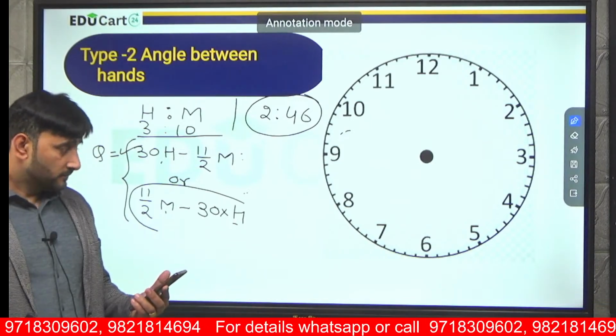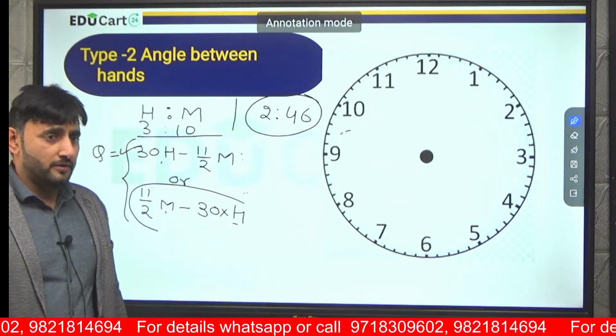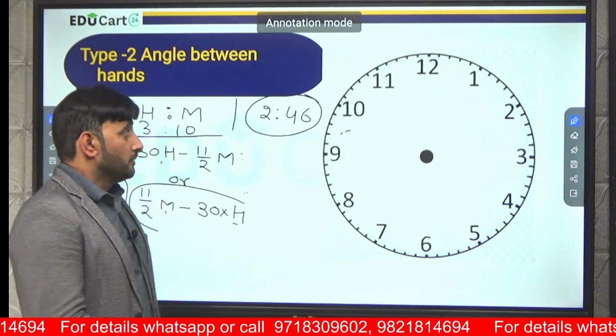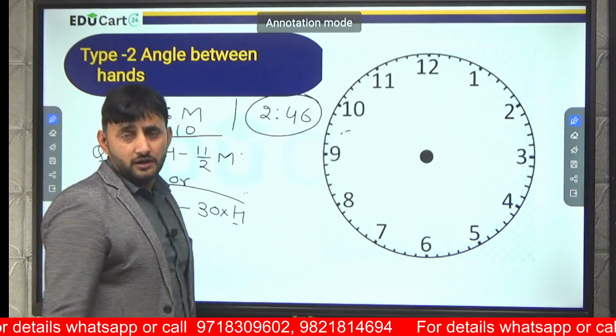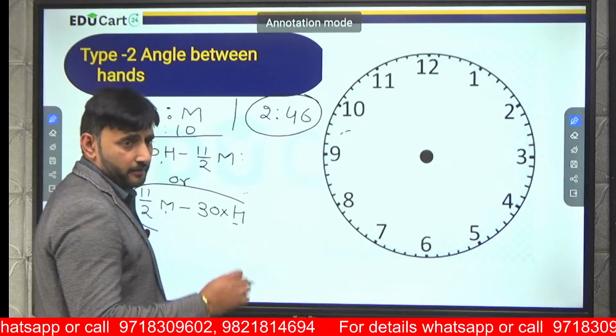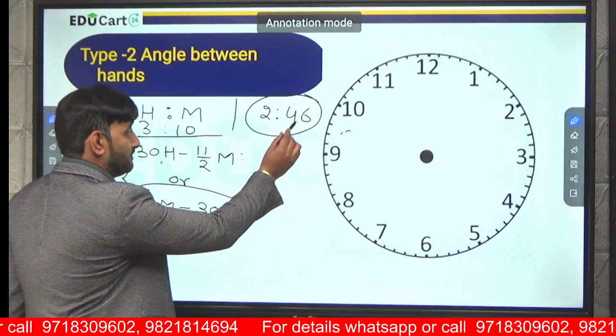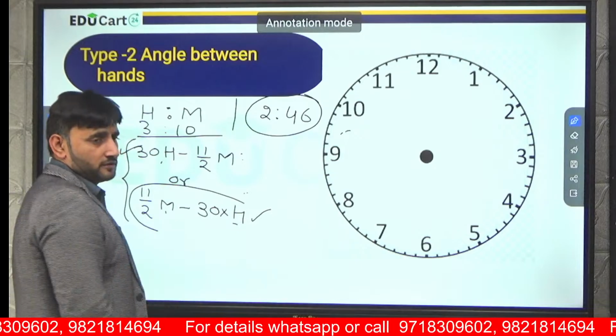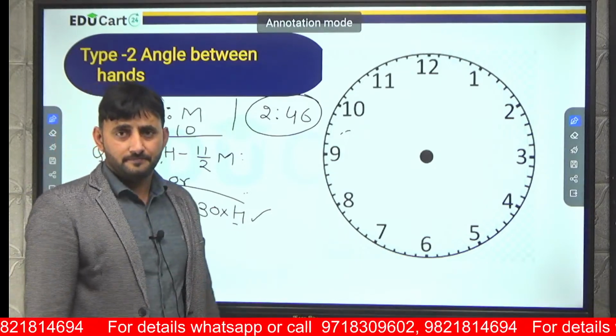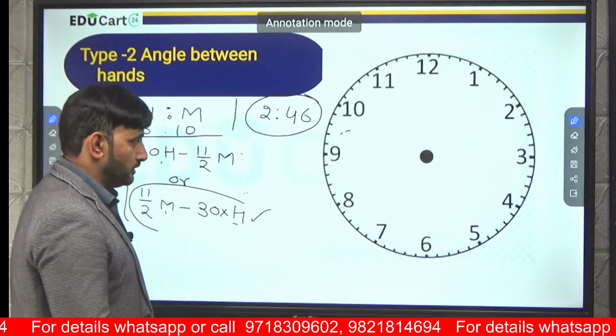At 2:46, who will be ahead? Minute hand will be ahead. The minute hand will have crossed 9 and the hour hand will be between 2 and 3. So in that case the minute hand is ahead, so you use this formula. I hope it is clear. Fine. So note down a problem.